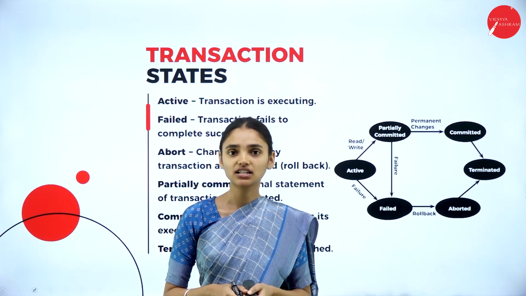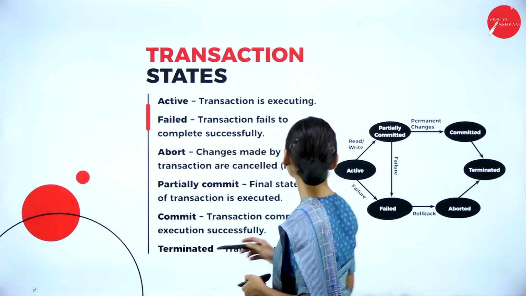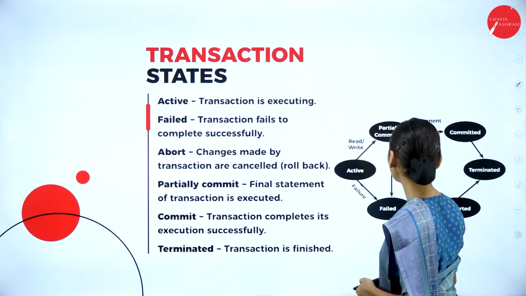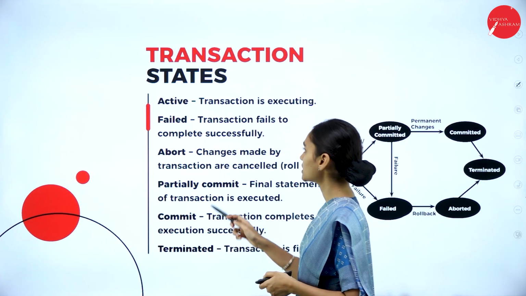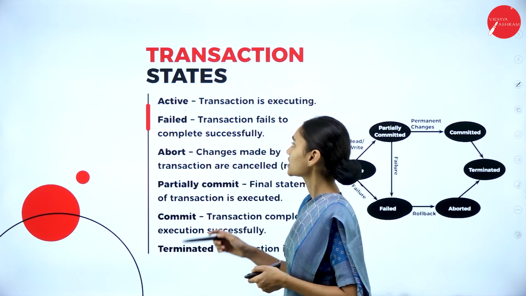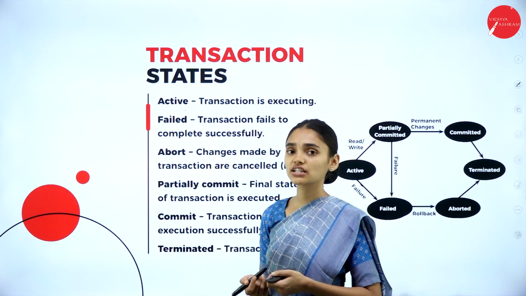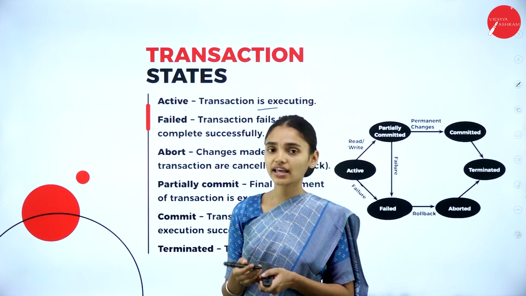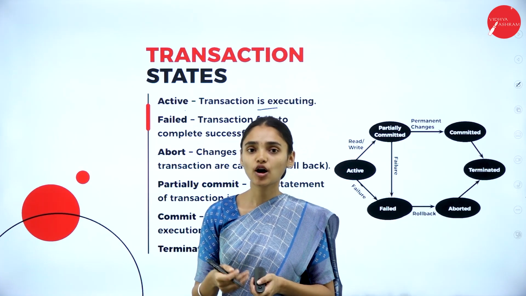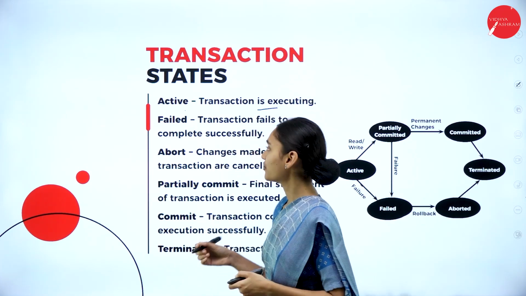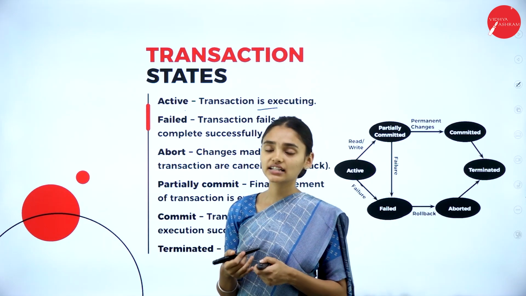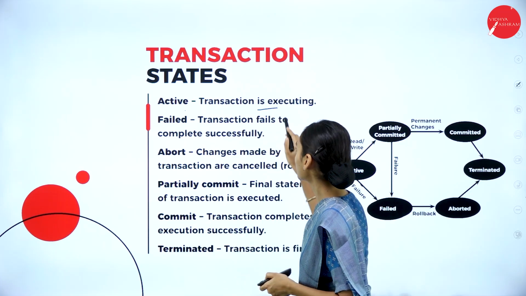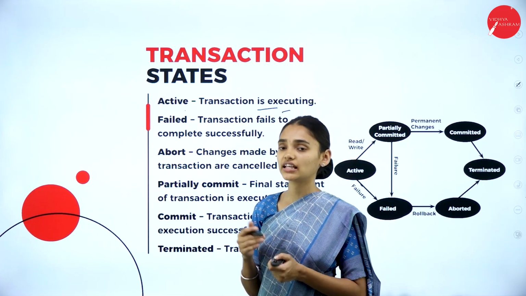Next is transaction states. So what are the states that we have? The first is active state, partially committed, committed, terminated, aborted and failed. The active state is the first state of the transaction, where it performs some basic operation and the data is not yet stored. The transaction is executing. In the active state it is getting activated to perform some insert, delete or update operation. So the transaction is in the state of executing.